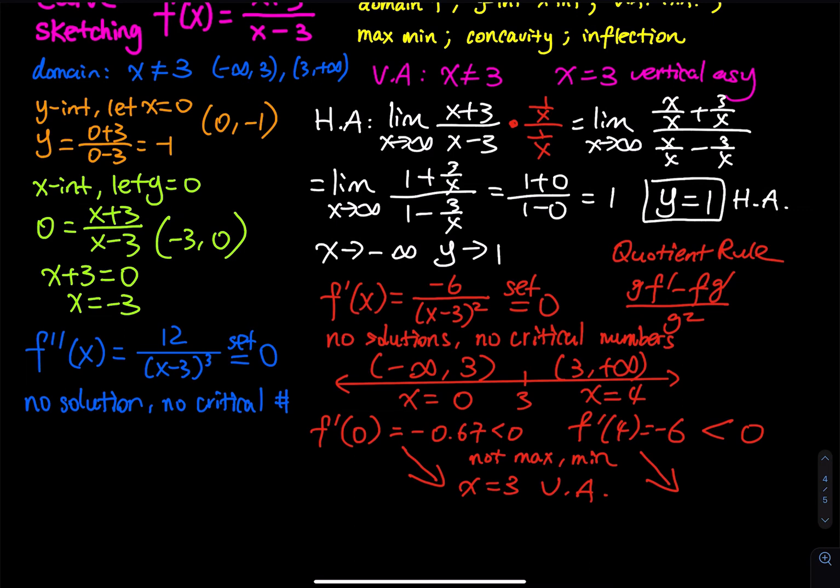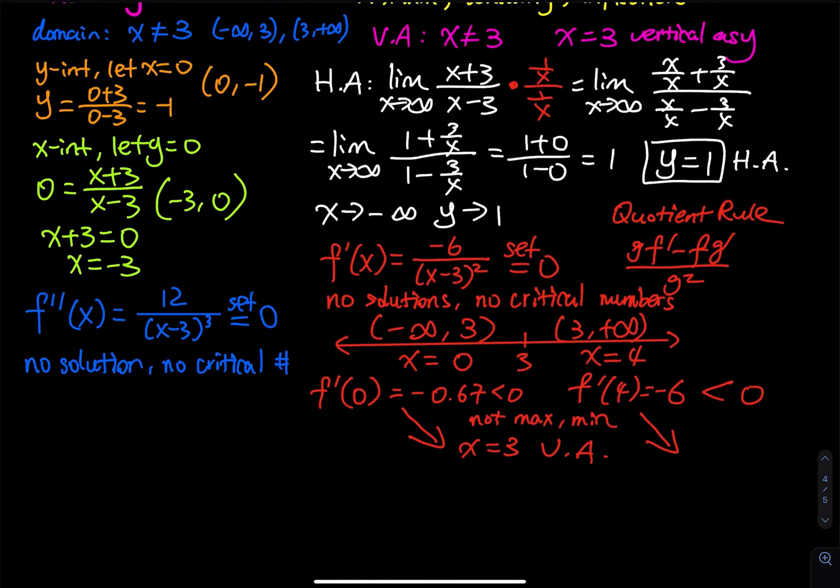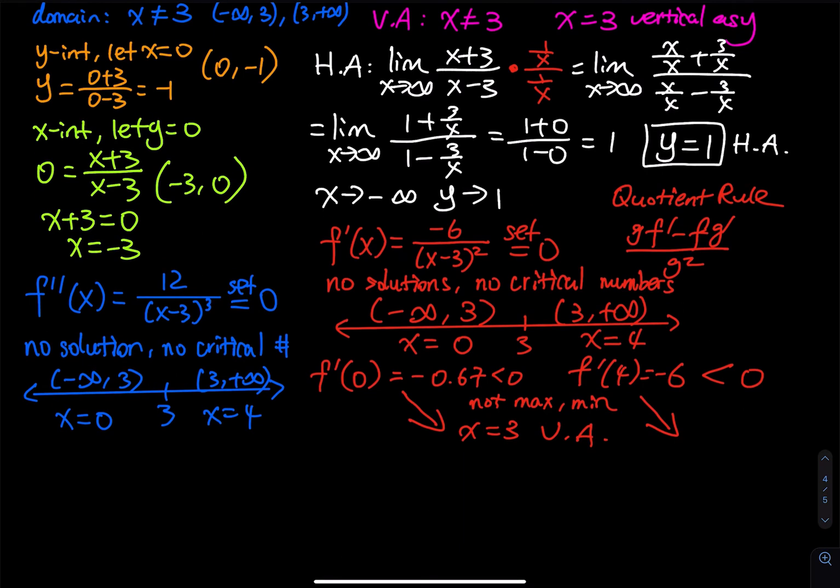And then how do we do the testing? If you insist on doing some testing, use the positive 3. So use positive 3 from negative infinity to 3, and then from 3 to positive infinity. I'm going to pick the same testing values, 0 and 4. So this time I will be testing using the double prime. So double prime of 0 and double prime of 4. Double prime of 4 gives me a 12. 0 gives me negative 0.44.